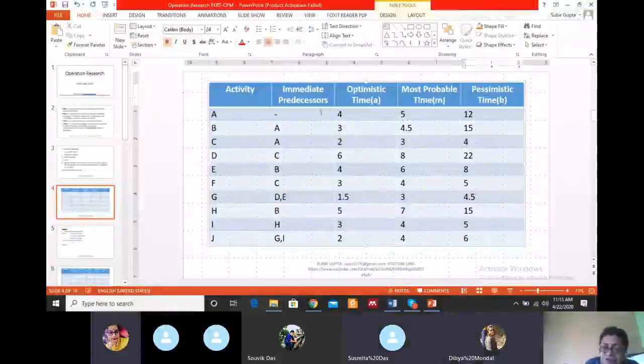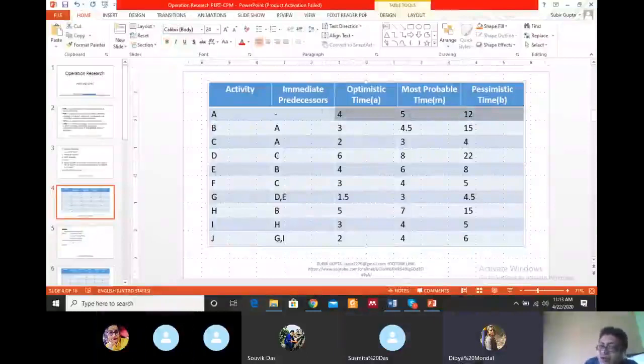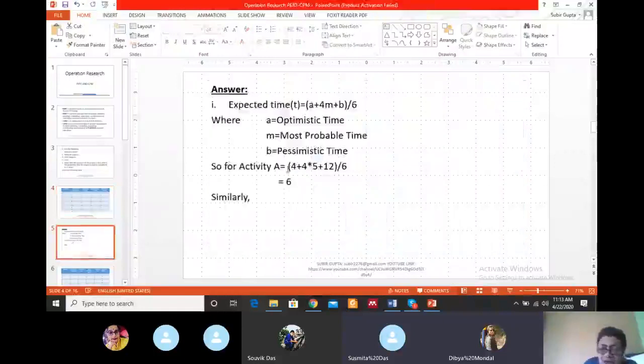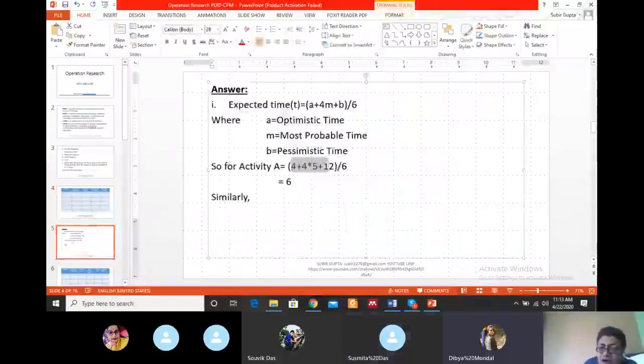So from the first row, the value is (4 plus 4 into 5 plus 12) by 6. So this is 4 plus 4 into 5 plus 12 by 6. It is 4 into 5, 20, plus 4, 24, plus 12, 36 by 6, means 6. Is it okay, everybody?